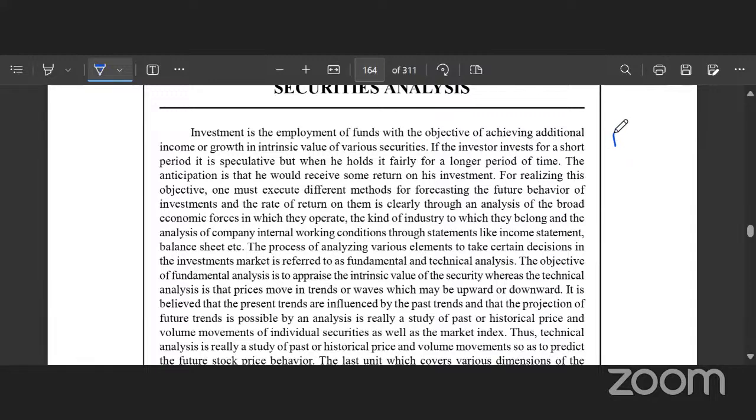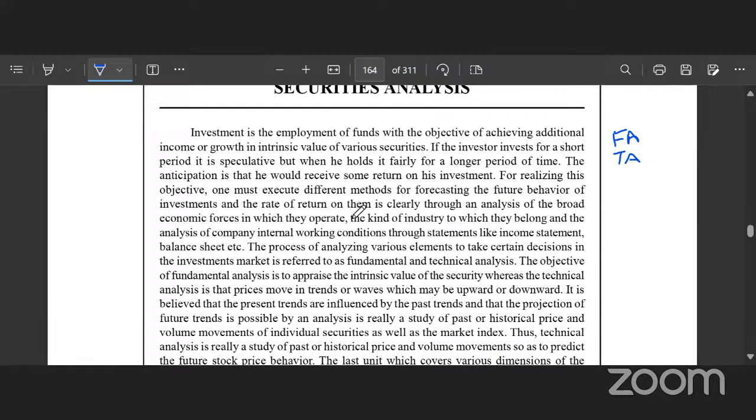So what we do is analyze the securities before investing, and we have two types of analysis. One is the fundamental analysis, the other one is technical analysis. Today we'll dedicate our time to understand the fundamental analysis. Generally, if the investment is for short term, we call it speculative. But if you're holding the investments for long term, we call it investment.